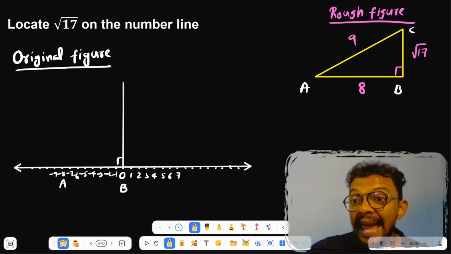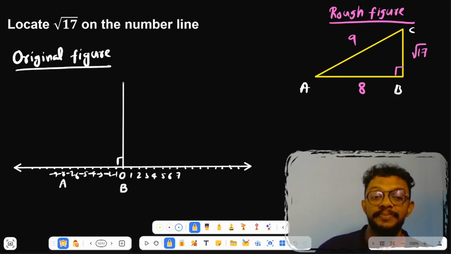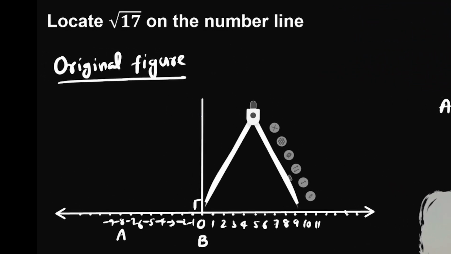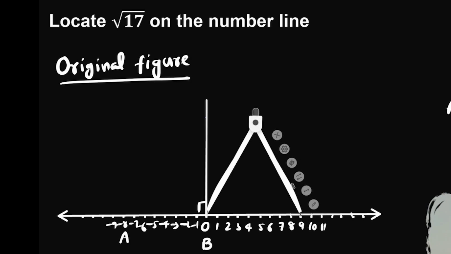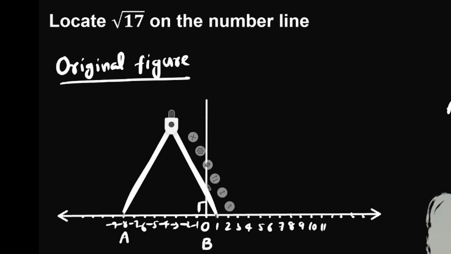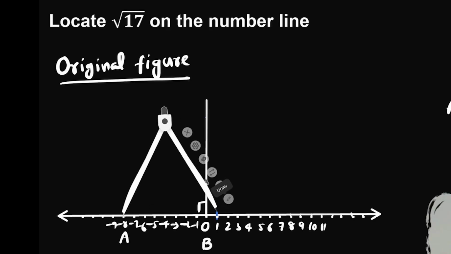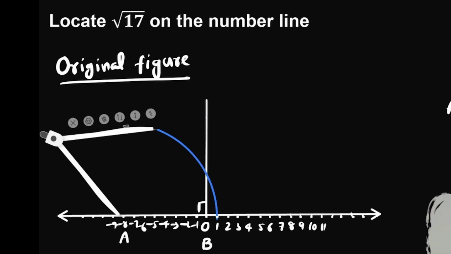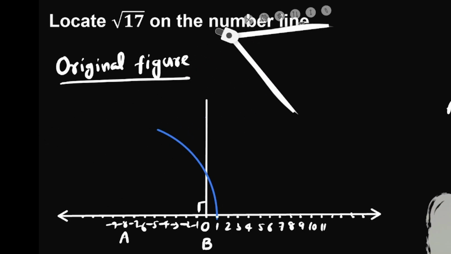In order to get C, AC should be 9 units. So take your compass and set it to 9 units. Yes, now it is 9 units. Put the compass needle at A and mark 9 units. Yes, all of this will be 9 units from A. When it comes to this point, that point is our C, and AC is 9 units.